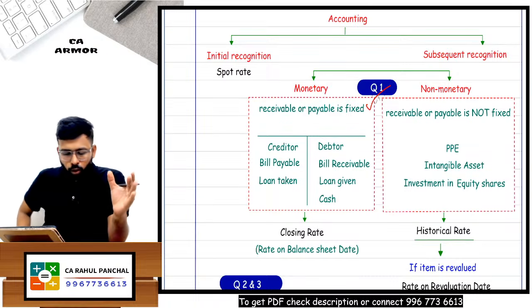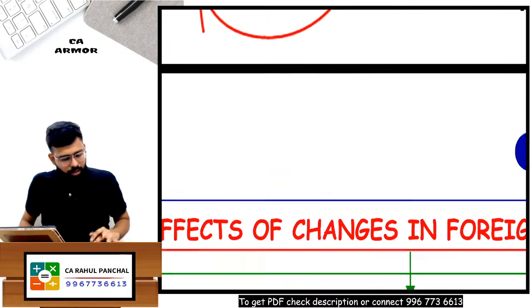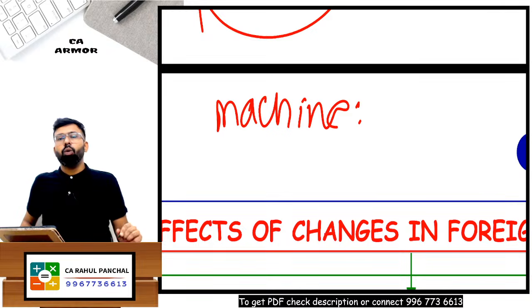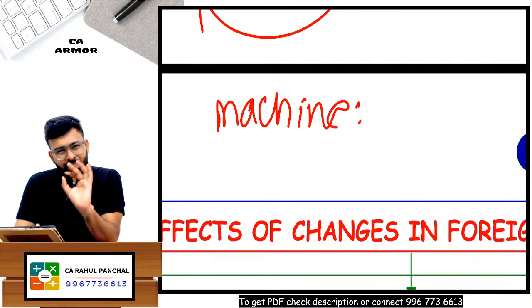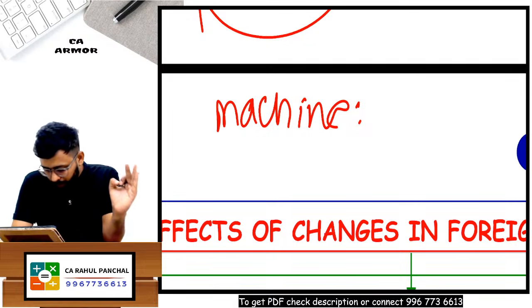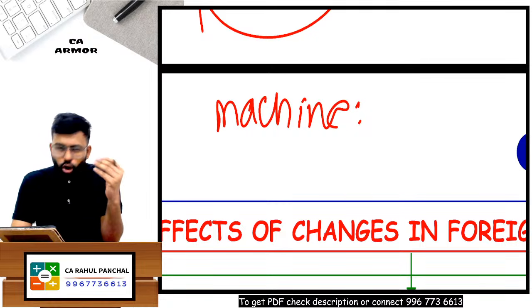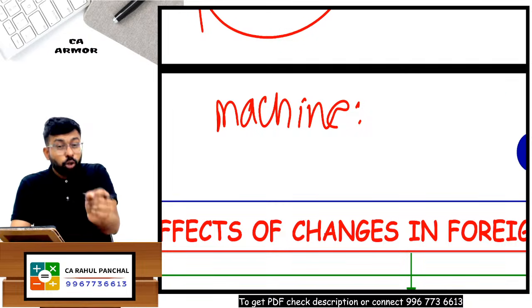Let me ask you one question. I will come to know whether you are getting it or not. Just tell me, machinery, is it a monetary item or non-monetary item? Monetary means you get a fixed amount, in terms of money you will get the same value. Tell me, is machine a monetary item or non-monetary item? Non-monetary item. Because if it is 100 in the balance sheet, it doesn't mean you will get 100.